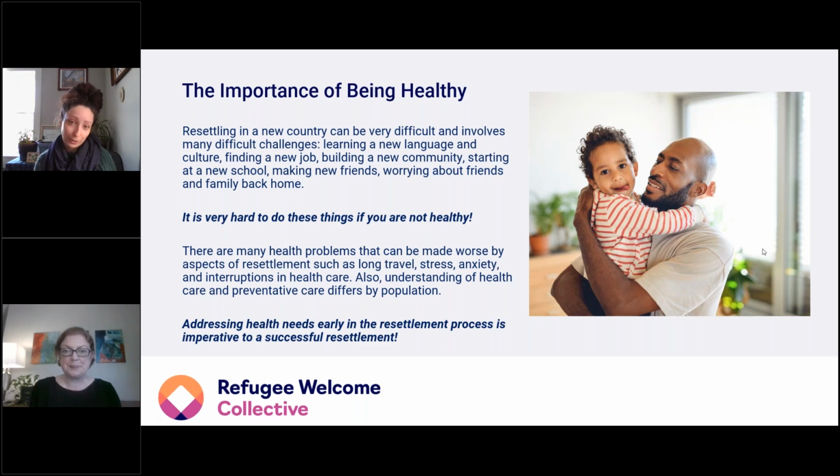Further, the resettlement process itself can really exacerbate a lot of health problems or bring up new ones people never knew they had. It involves long travel, not a lot of sleep, different food, stress, anxiety, and often pretty substantial interruptions in healthcare. And then, just to top it all off, the understanding of healthcare and preventative care differs by population. Our understanding of what healthcare means and preventative care here in the US is really different from other cultures.